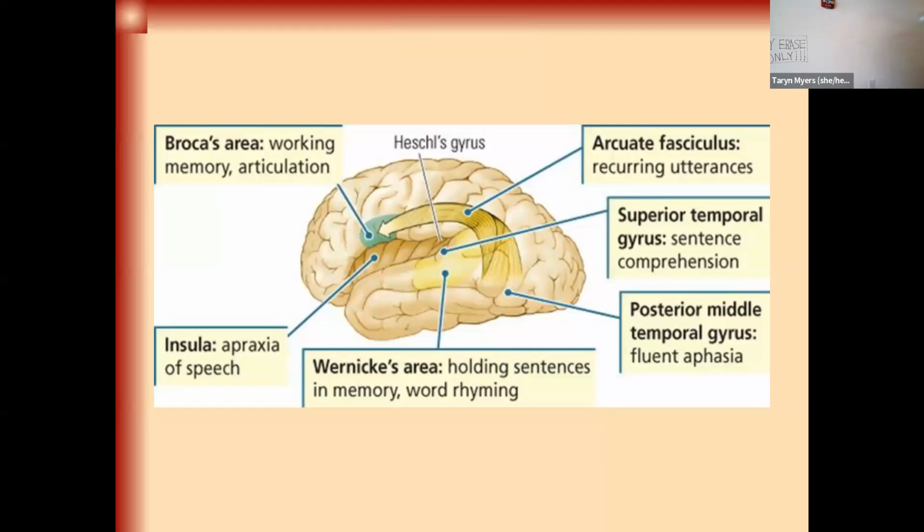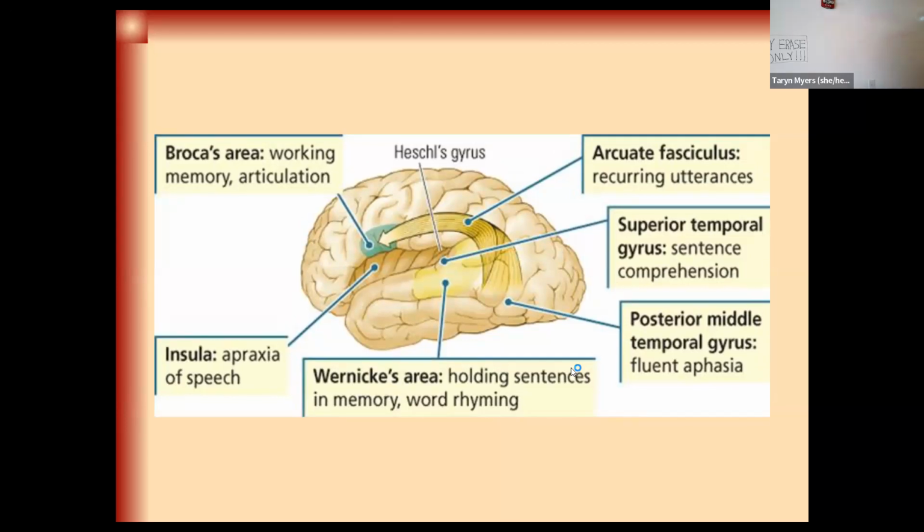So here is Broca's area. And again, that's for articulation, that's for working memory, it's where we sort of represent language when we're working with it in working memory. And then up here, it's yellow on my screen, but this part here, essentially, that's Wernicke's area. That allows you to hold sentences in memory, do word rhyming. There are other things these pieces do as well.